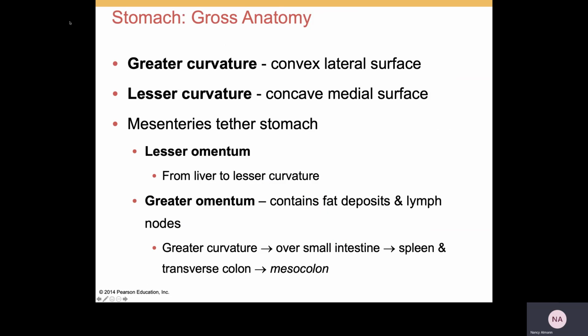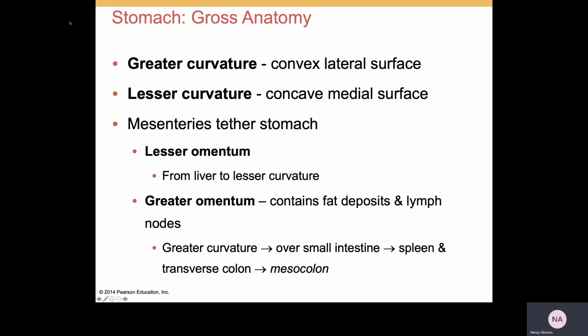Okay, so we talked about the greater curvature, we talked about the lesser curvature. We do need to talk a little bit about the greater and lesser omentum. The lesser omentum is basically going to connect the stomach from the lesser curvature up to the liver. So it kind of acts like a tether.